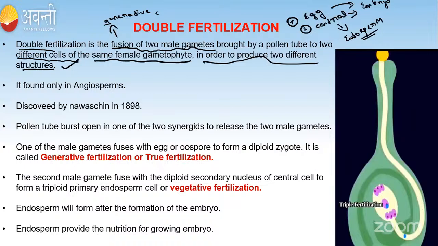And double fertilization is a characteristic feature of angiosperms. We can see it only in angiosperms. And it was discovered by Nawaschin in 1898.